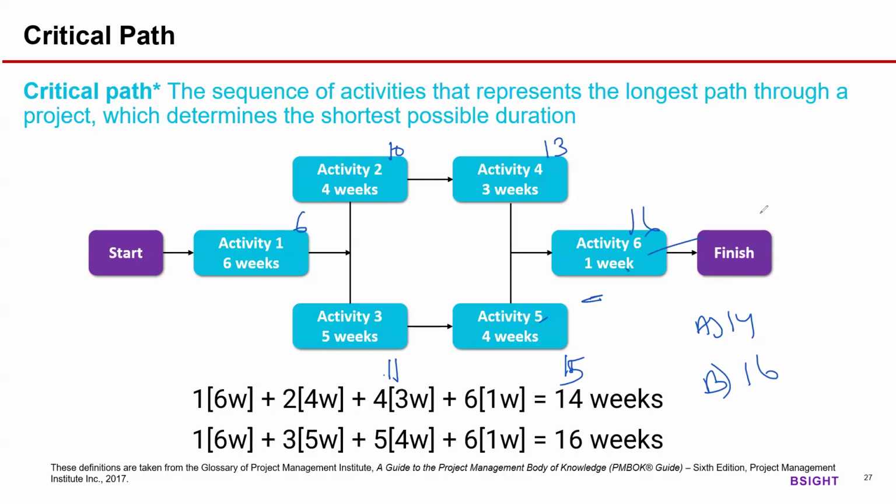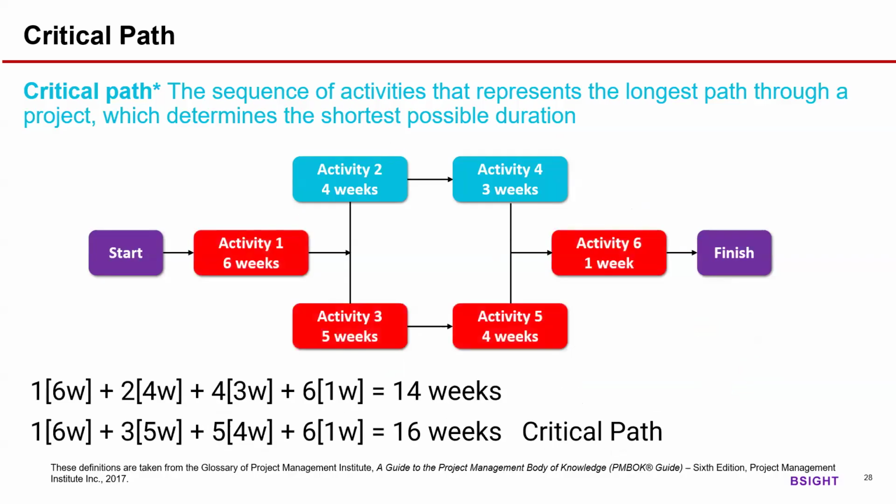So which path is determining the duration? Path 1 is activity 1, 2, 4, 6. The duration of the path is 14 weeks. Path 2, 1, 3, 5, 6. The duration of that path is 16 weeks. So the critical path is 1, 3, 5, 6, which determines the duration of the project. When you look into the project schedule in Primavera or Microsoft Project, you will see some of the activities have a red color bar. Those activities are in fact the critical activities of a project.